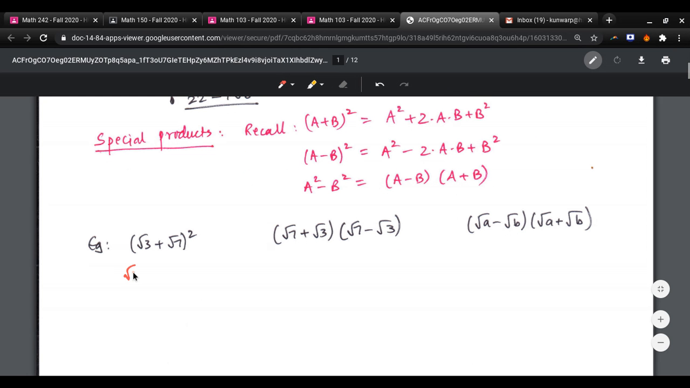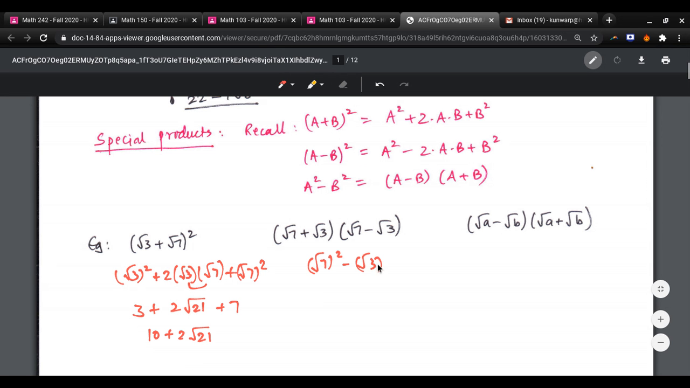If you do not want to do the distribution and you recall the property, you can just substitute these values into the appropriate property. Square root of 3 squared is 3. This is 2. These are different radicals, so they combine to give root 21 plus 7, which becomes 10 plus 2 root 21. Similarly, here it's a plus b times a minus b, so that's a squared minus b squared. 7 minus 3, 4, which is a rational number.